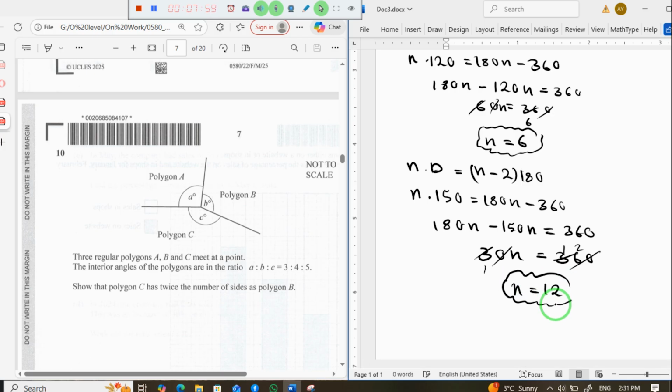This is the number of sides of polygon C. It's proved that polygon C has twice the number of sides of polygon B.